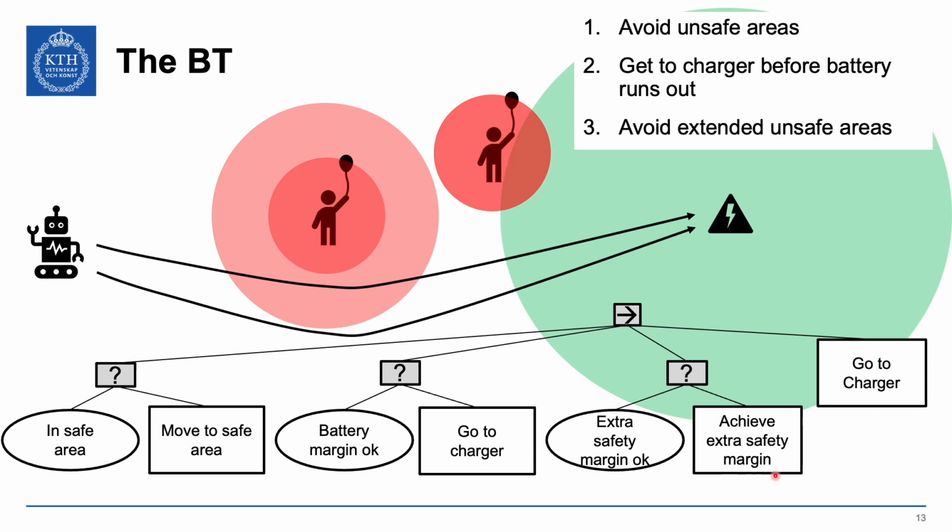So this is our BT, and then we're going to execute this. We're going to use control barrier functions to take these already achieved subgoals into account, not just going straight and blindly to the charger, but trying to preserve these while going to the charger using control barrier functions.